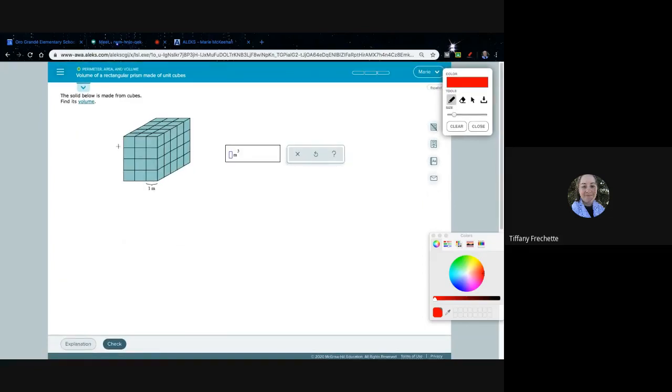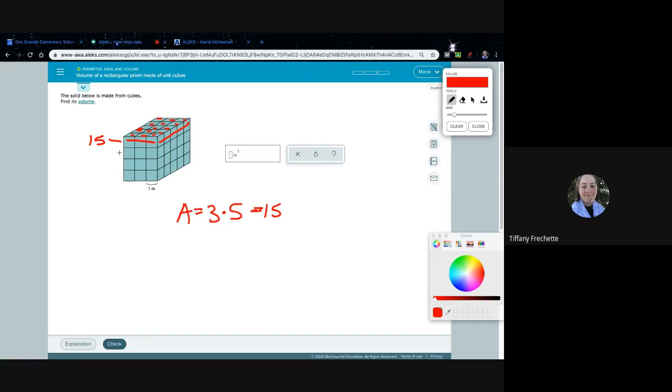Okay, so let's take a look at the top layer again. We have 3 long and 1, 2, 3, 4, 5 wide. So the area of the top is 3 long by 5 wide, which is 15. If we were to count these, 1, 2, 3, 4, 5, 6, 7, 8, 9, 10, 11, 12, 13, 14, 15. It's a little hard to count those sideways. But I can count them and I can see I have 15 squares. So this layer has 15 cubes in it.